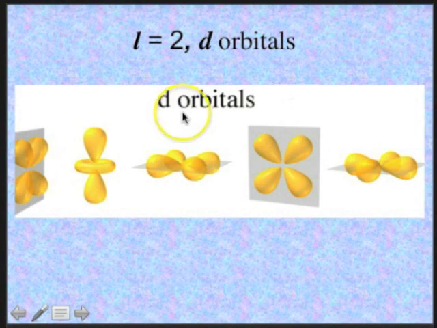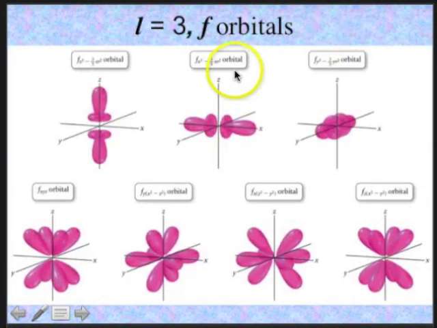When L equals 2, we're talking about d orbitals. There are 5 of those. And when L equals 3, we're talking about f orbitals, and there are 7 of those. I'm not expecting that you're going to understand any of this. When we get to Chapter 8, all this will fall into place, and you'll have a much better idea of what this quantum theory is all about.